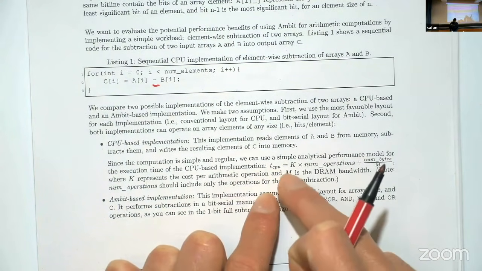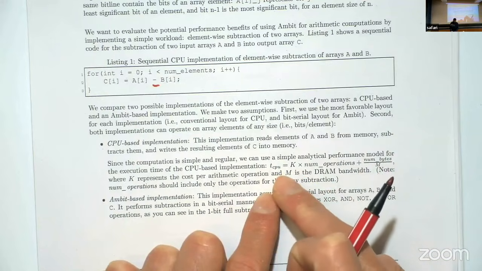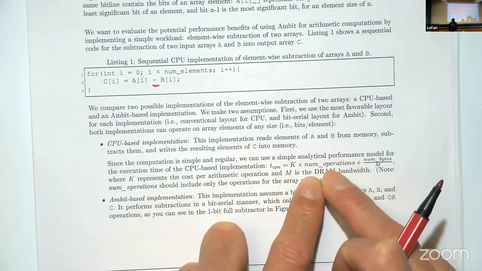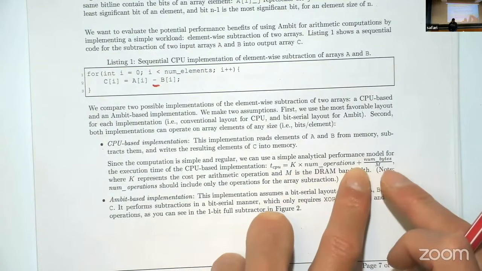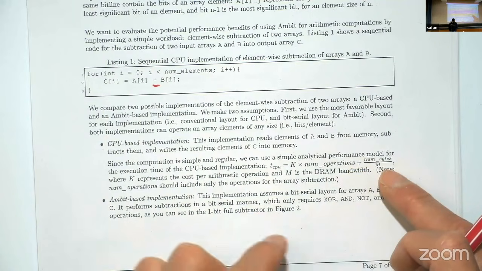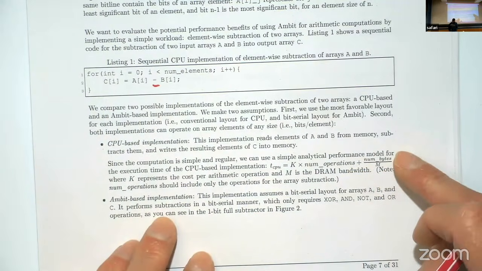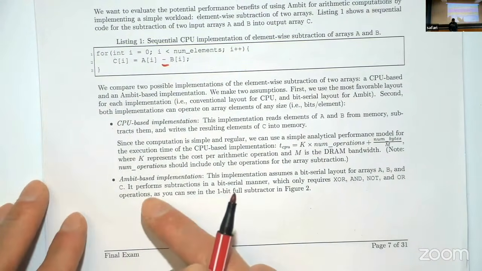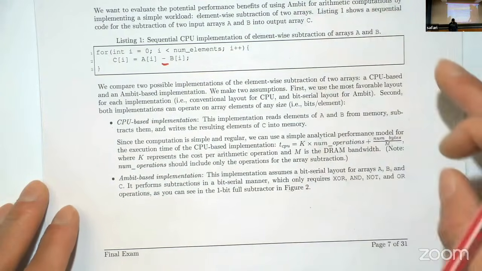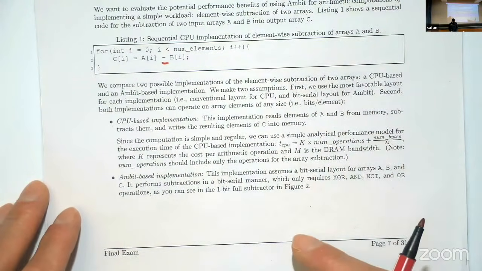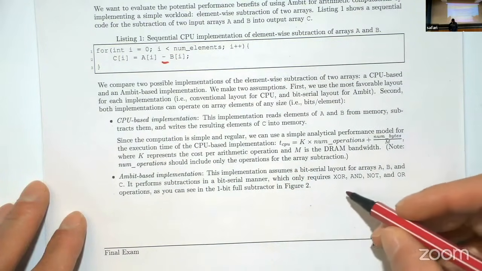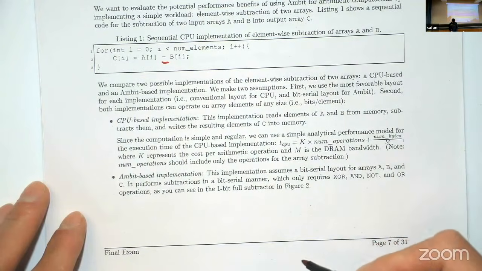But by saying that, you use an analytical model where the time of the computation of the CPU is basically the number of operations that you're going to do times a constant, plus the time that it takes to read data from the DRAM, so the number of bytes that it reads divided by the DRAM bandwidth. And here we also have the Ambit implementation, which is going to use the bit-serial design to implement the subtraction using only XOR, NOR, and OR operations, as you see in figure 2.